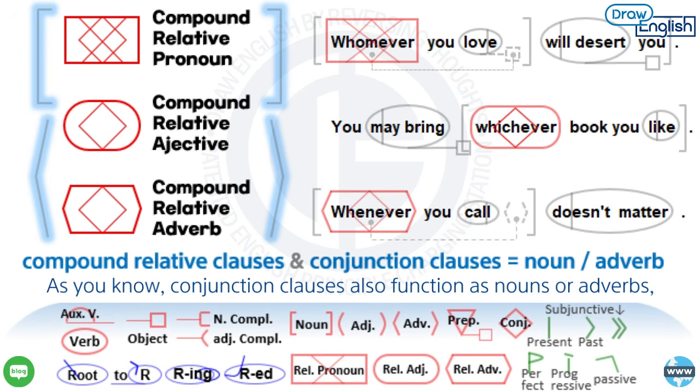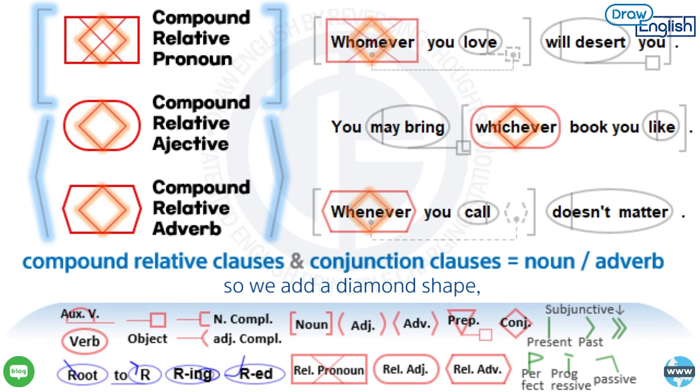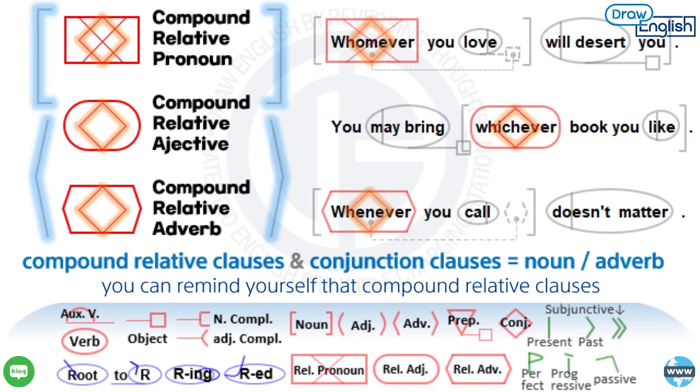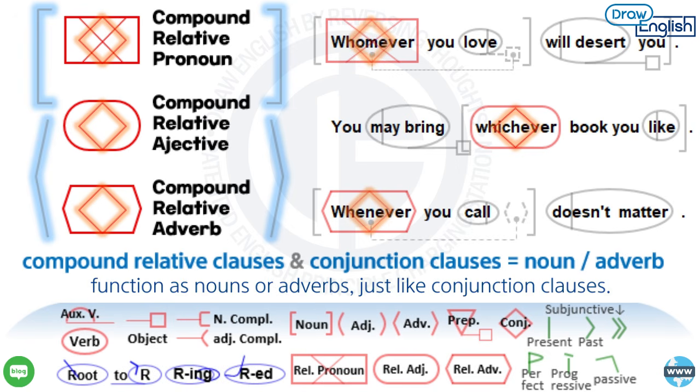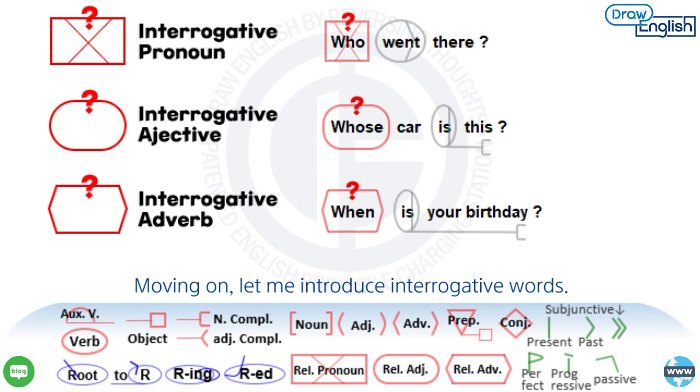As you know, conjunction clauses also function as nouns or adverbs, so we add a diamond shape, which represents a conjunction, to the drawing. By drawing this diamond shape, you can remind yourself that compound relative clauses function as nouns or adverbs, just like conjunction clauses. Moving on, let me introduce interrogative words.